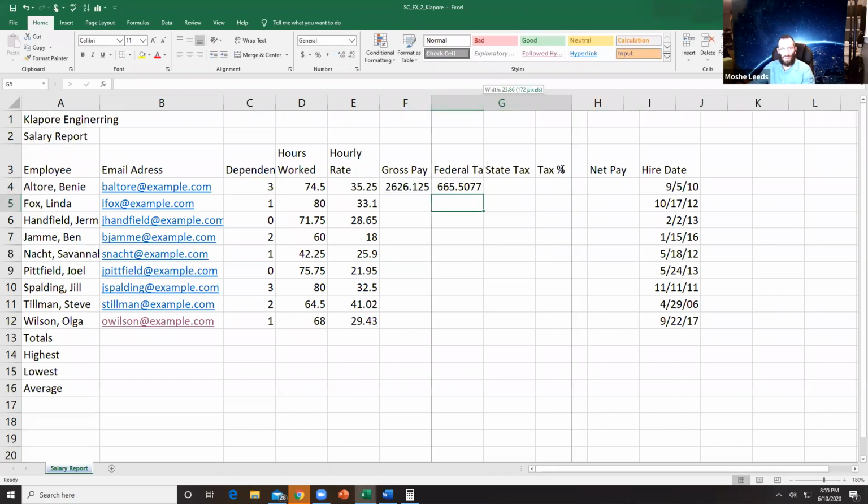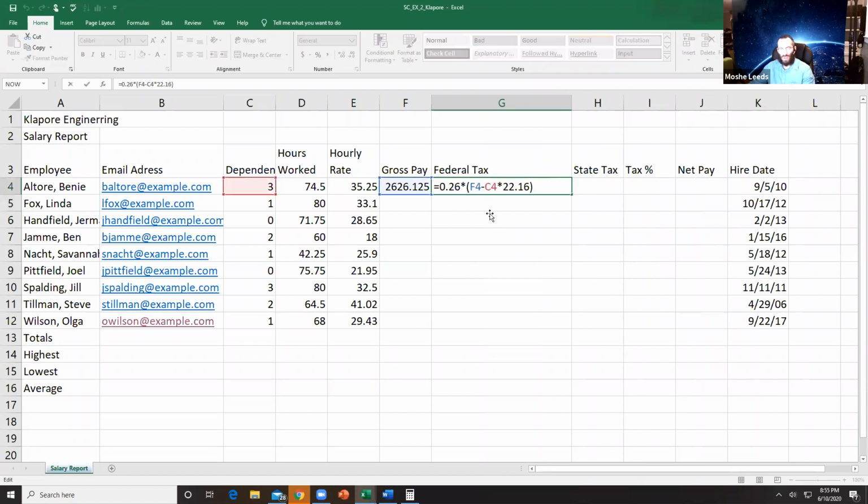Let me show you how. All I did here, because really this calculation is, I need to take my gross pay and deduct 3 times 22.16. And that is the number that I'm going to be paying my federal tax on. So how do I control that? I add parentheses.